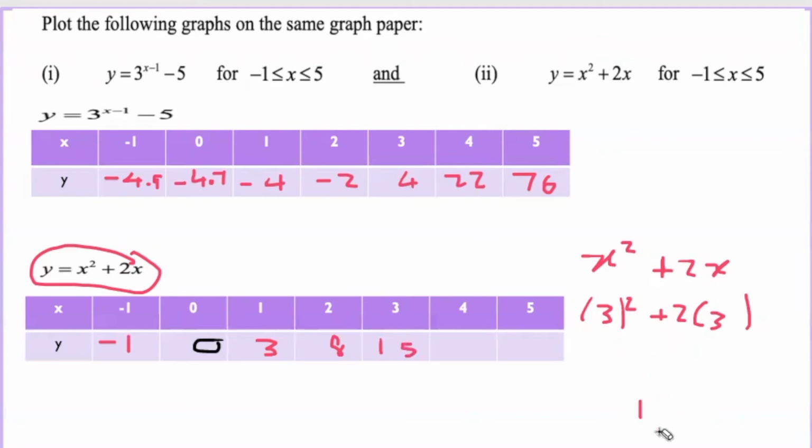Next one is when x is equal to 4. So I replace x with 4. So I'll have 4 squared plus 2 times 4. 4 squared is 16. 2 times 4, that's 8. So adding this, I will get 24.